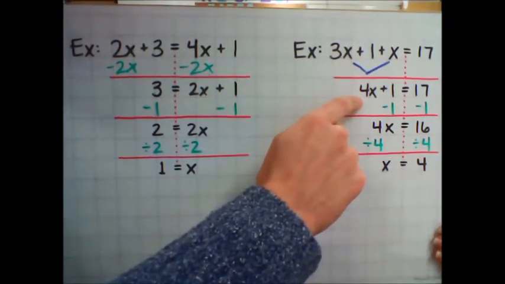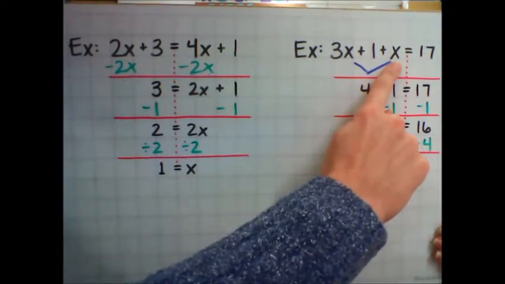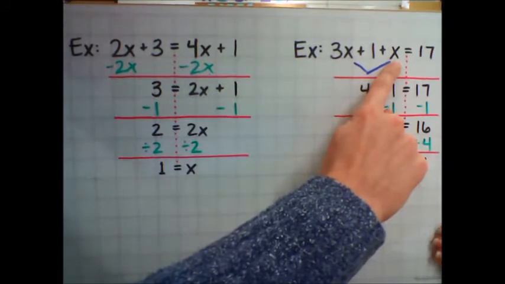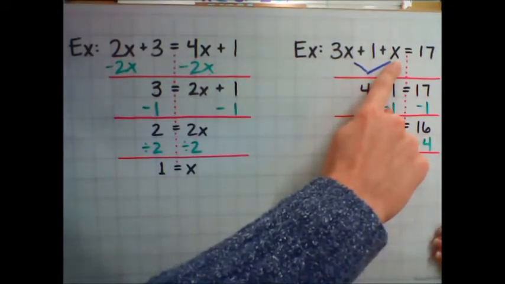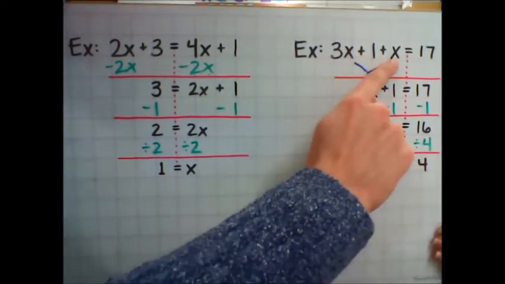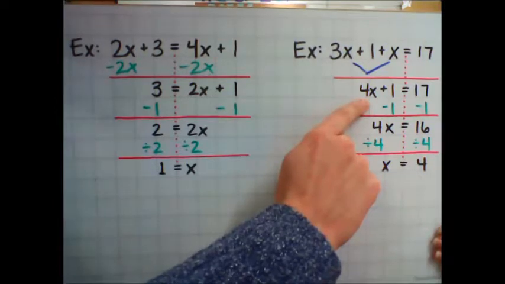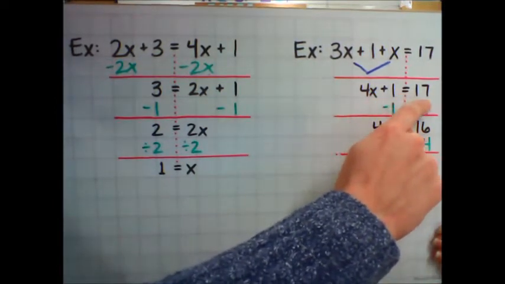is 4x. Because when there's no coefficient in front of the x, coefficient is a number in front of the x, it means that there's a 1. This is some math shorthand. So 3x plus 1x is 4x. And we still have the 1 equals 17.